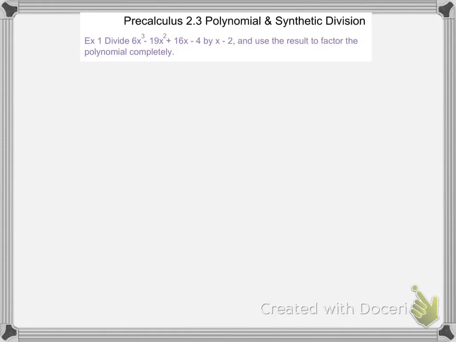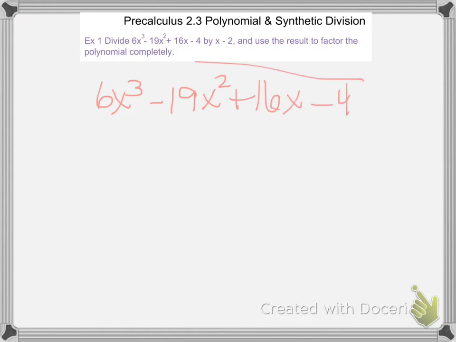This is the first half of 2.3, polynomial and synthetic division for precalculus. We are going to be dividing today. We will learn about synthetic division on Monday. For now, we're going to go ahead and divide 6x cubed minus 19x squared plus 16x minus 4 by x minus 2. So we're going to set that up in a division box. So I have 6x cubed minus 19x squared plus 16x minus 4, and I'm dividing that by x minus 2.